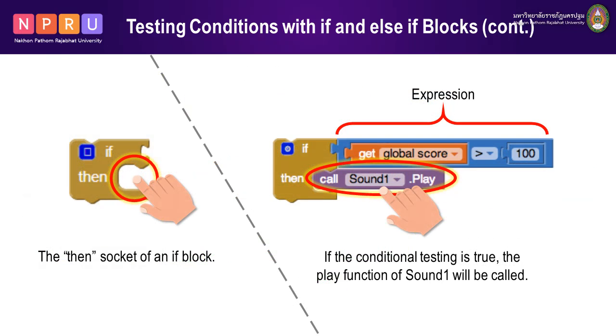The blocks we put within the then socket of an if block will only be executed if the test is true. If the test is false, the app moves on to the ensuing blocks.